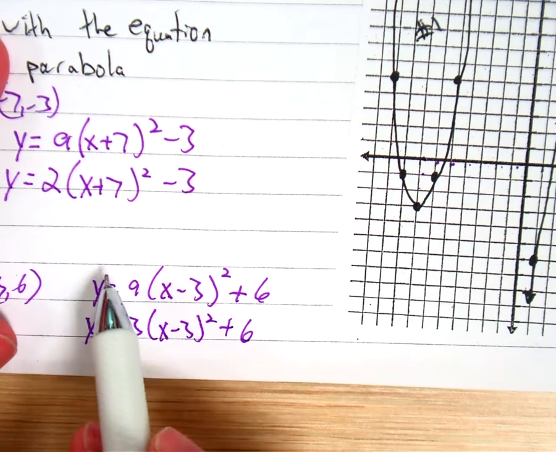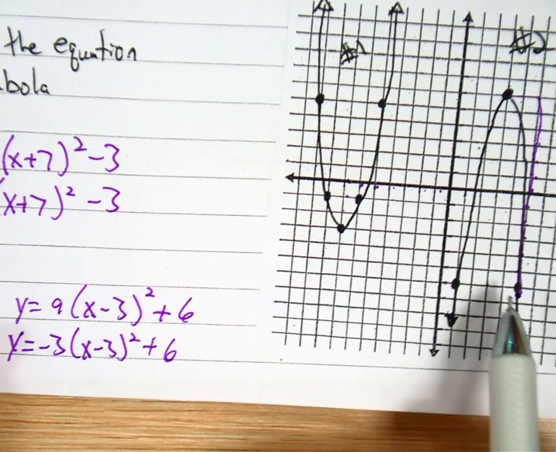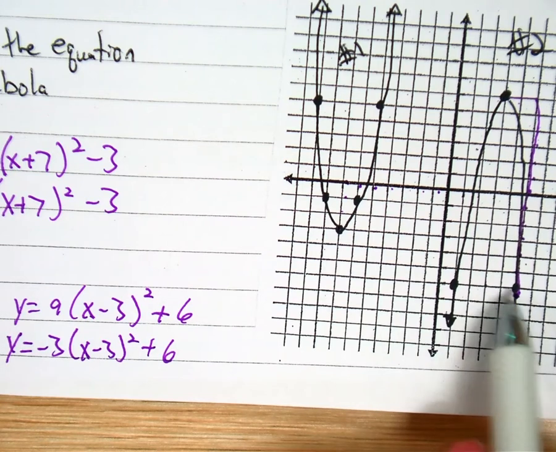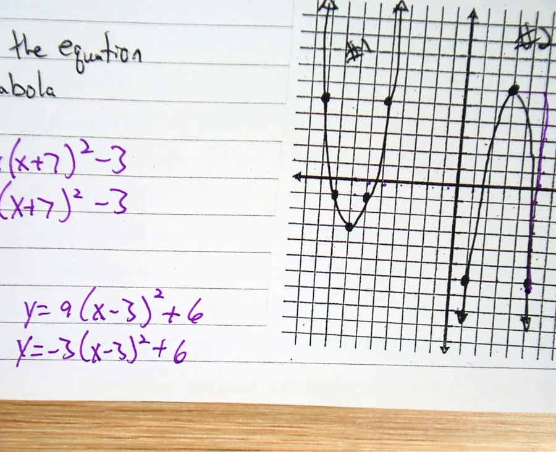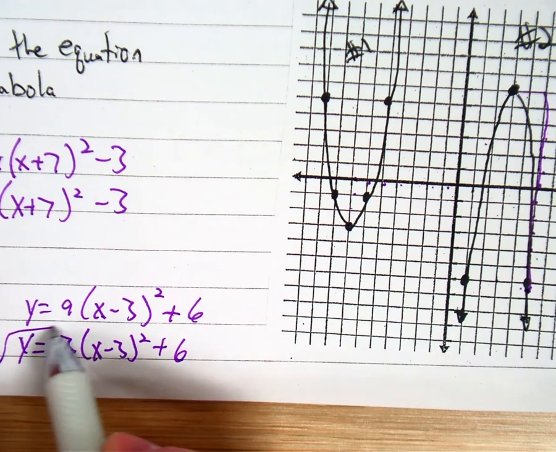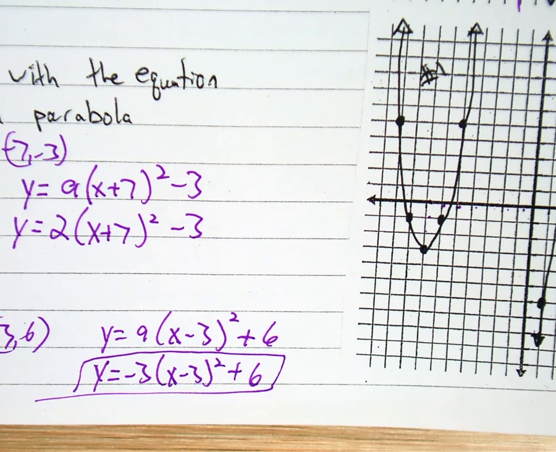All right, and again, you could have started here, y equals a times x minus 3 squared plus 6, and then put in your other coordinate. Could have put in your other coordinate, either one of those two, and solved for a and got your a multiplier. Then just remember to come back and write your actual answer at the end.